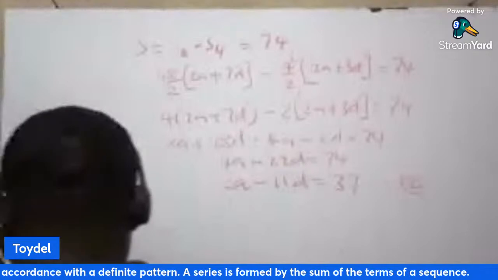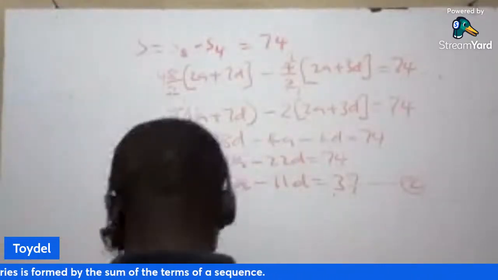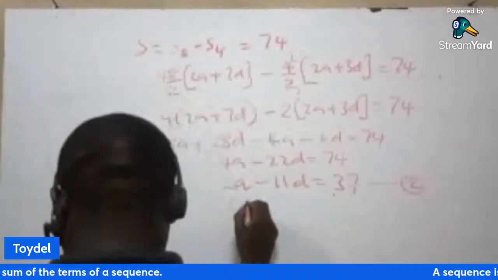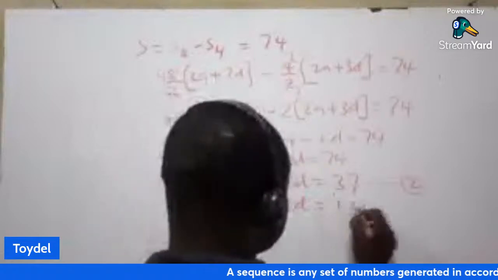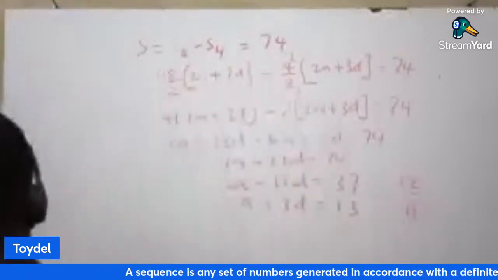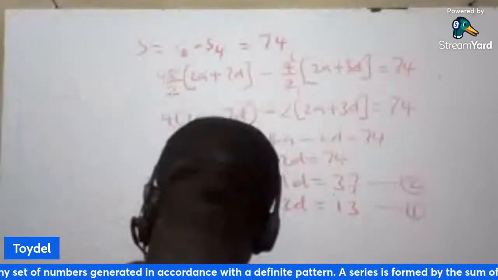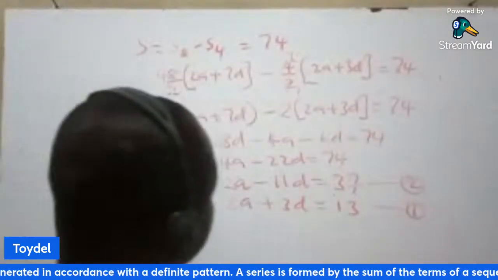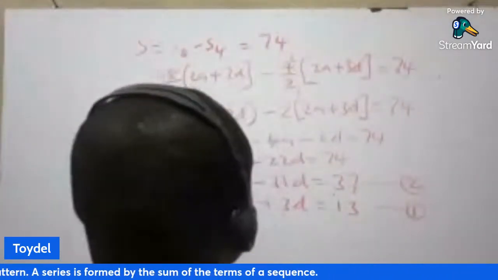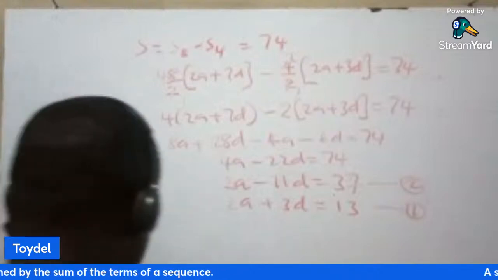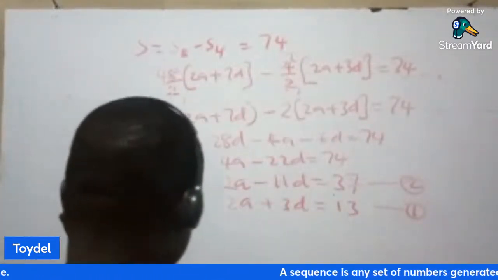So what is equation 1? We derive equation 1 to be 2a plus 3d is equal to 13, equation 1. So in this case now, we have two equations with two variables, so we can solve this simultaneously. Then what can we do here? If we subtract equation 1 from equation 2, then what do we get?